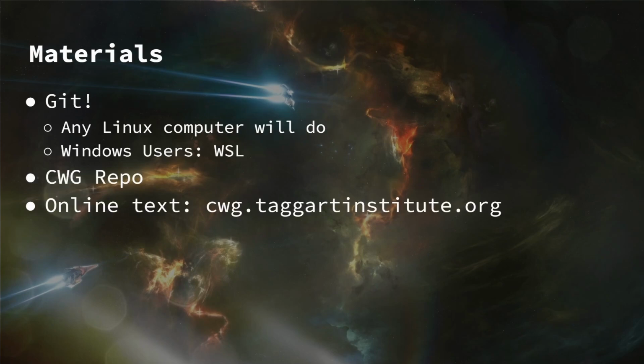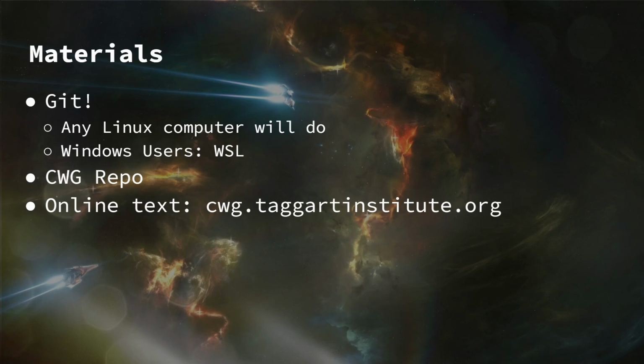In terms of materials, you're going to need Git. If you're using a Linux computer or a Linux virtual machine like the Taggart Institute machine that we provide for you, Git's already installed. You don't have anything to worry about. Any Linux computer will do. Mac OS, you should be okay as well. You may have to install the Xcode command line tools. And Windows users, I strongly encourage you, even though you can install Git for Windows, to use Windows Subsystem for Linux. It's going to be much easier to have a one-to-one interface with what I'll be demonstrating using WSL.